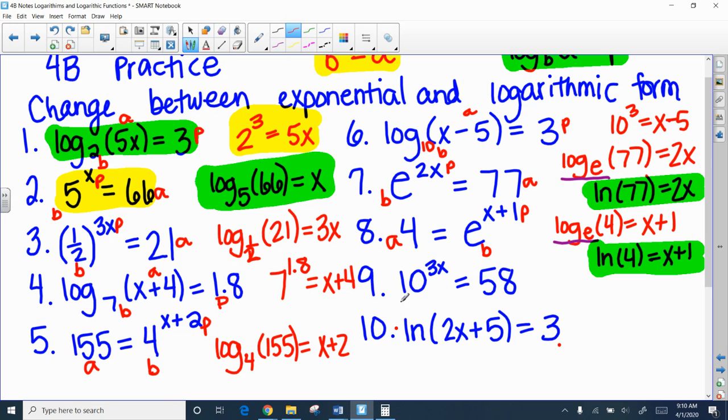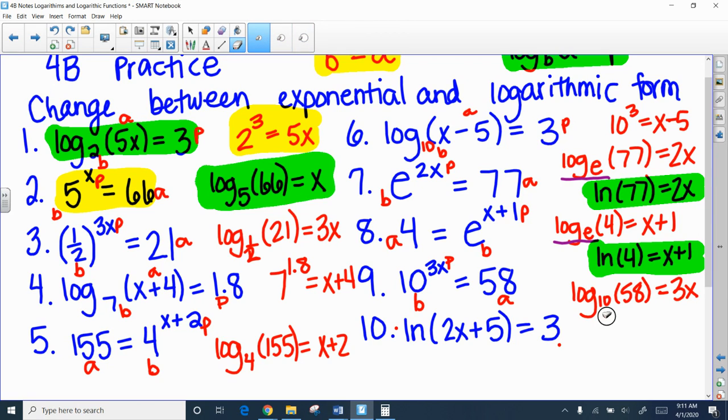All right, number 9, we have 10 to the 3x power equals 58. So this is the base, this is the power, this is the a. So this is written in exponential form, and again, we want to change it to log form. If you wrote it in log form first, you might write log base 10 of 58 equals 3x. That's log base b of a equals p, but hopefully you recognize that this is a common logarithm, a base of 10. We don't really have to write the 10. So we can just write it as log of 58 equals 3x.